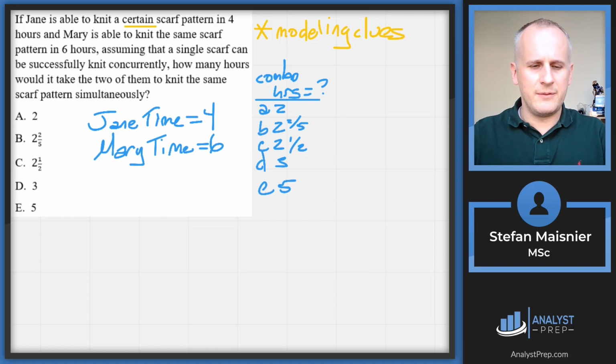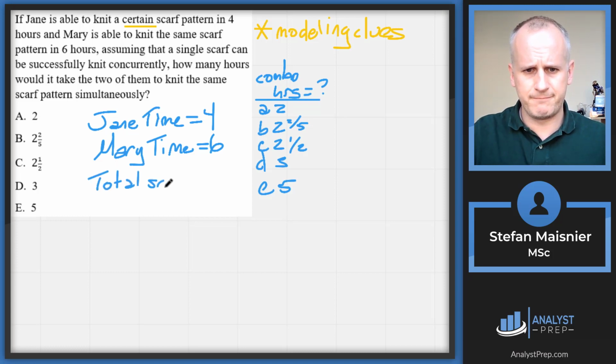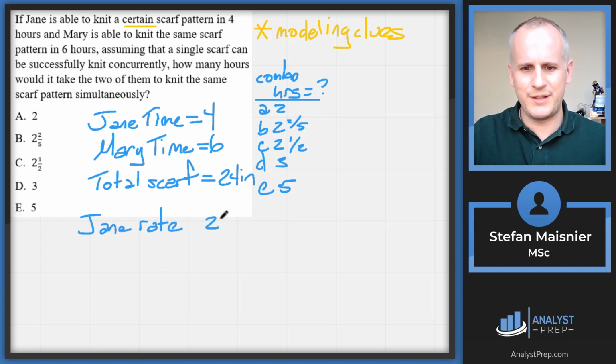So then we can just decide, I don't really know much about scarves, but there's some sort of total scarf, right? So we just need an easy value. So let's go total scarf is equal to 24 inches. I don't know. I'm not big on scarves. But if that's the case, we know that Jane's rate would be 24 divided by 4 hours would be equal to 6 inches per hour.